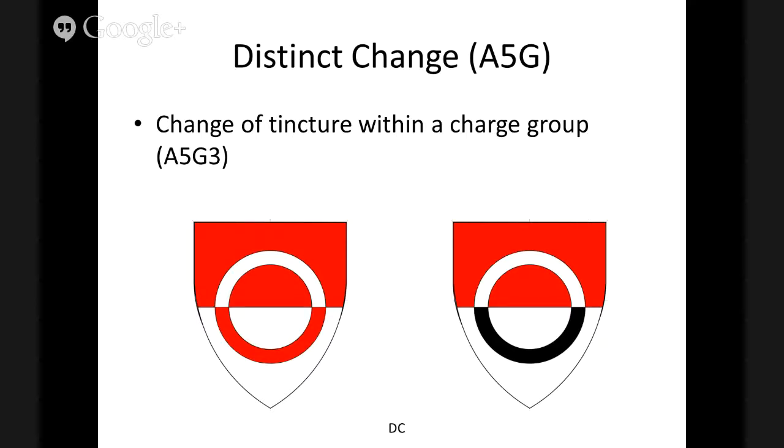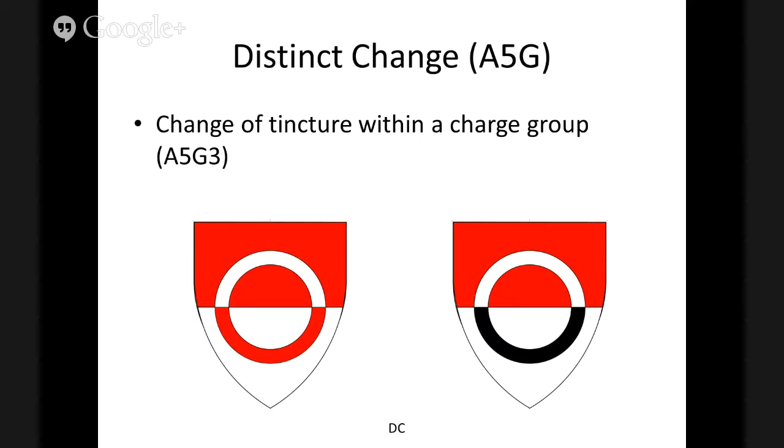Purpure, a ghoul argent, and an amulet counterchanged. Okay. How about the second one? Purpure, a ghoul argent, an amulet counterchanged argent and sable. Good. That's the correct blazon. You can also blazon it as purpure, a ghoul argent, and an amulet per pale argent and sable. Both are valid blazons, and remember, we've got to check every valid blazon, but the counterchanged argent and sable is the better one, in my opinion.